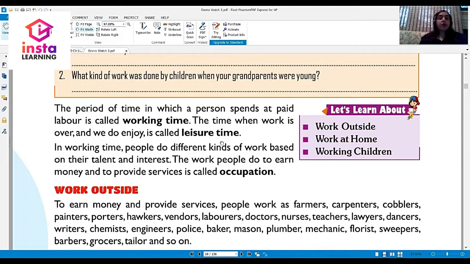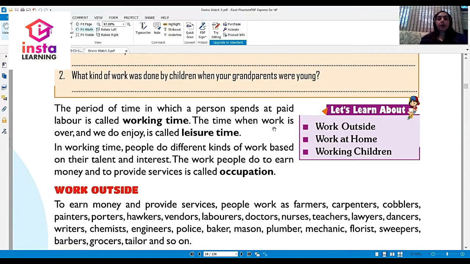The time a person spends when he works is called work time, and the time when his work gets over and he starts enjoying is called leisure time. In working time, people do many different types of work based on their talent and their interests. The work people do helps them to earn money for their living. This work is also called occupation.